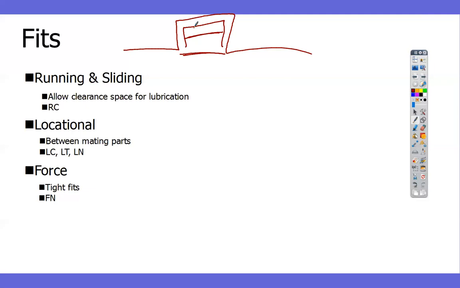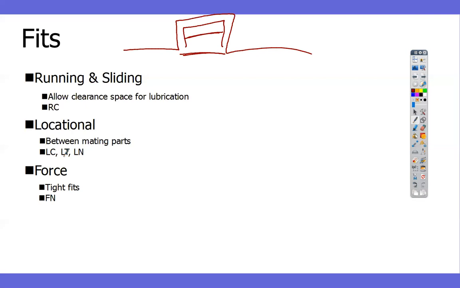Hole, shaft. If you cut a hole and a shaft in half, you'd see the same basic shape, right? So we just use that terminology, and we just talk about one thing. We just say the holes and the shafts. So location clearance, the hole is always bigger than the shaft. Location force, the hole is always smaller than the shaft. Location transition, it can be either one, depending on how it's made. That means the tolerances overlap. I'll show you this in the next couple of slides.